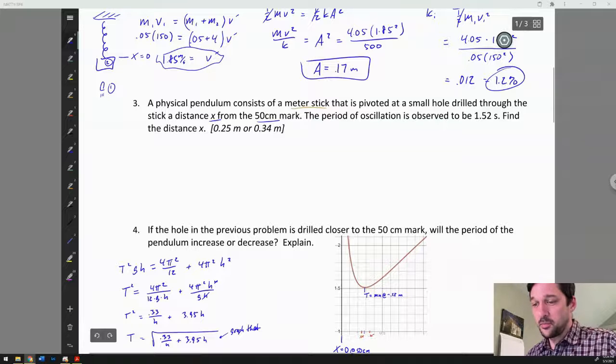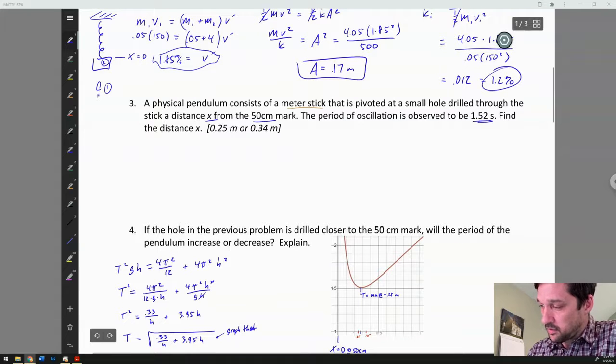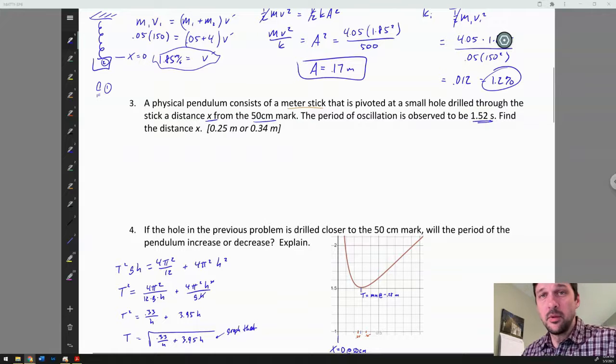A physical pendulum consists of a meter stick that is pivoted at a small hole drilled through the stick at a distance x from the 50 centimeter mark. The period of oscillation is observed to be 1.52 seconds. Find the distance x. Essentially, where is this thing pivoted? Where's the axis of its rotation?